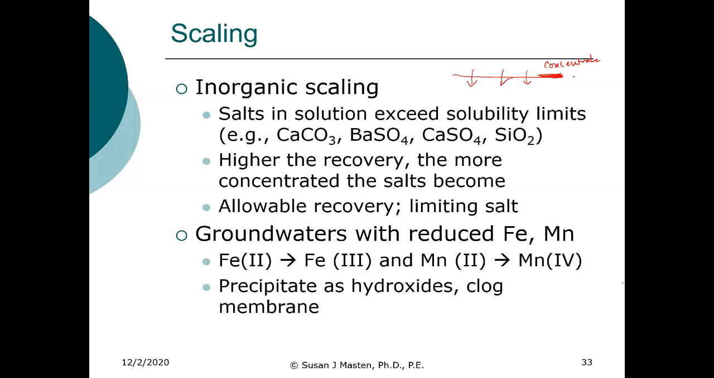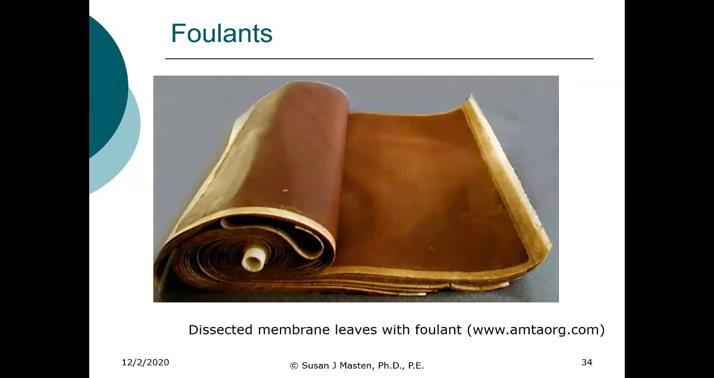You can also have precipitation. So for instance, if you have reduced iron and that iron is being oxidized, then what you can end up with is a membrane that looks like this. So what's happened is that iron has oxidized from Fe2+ to Fe3+, precipitated out as Fe(OH)3.